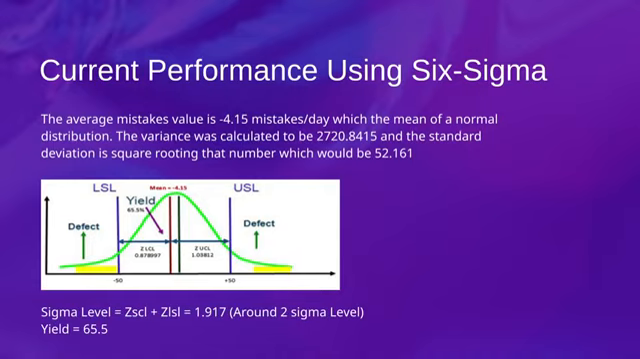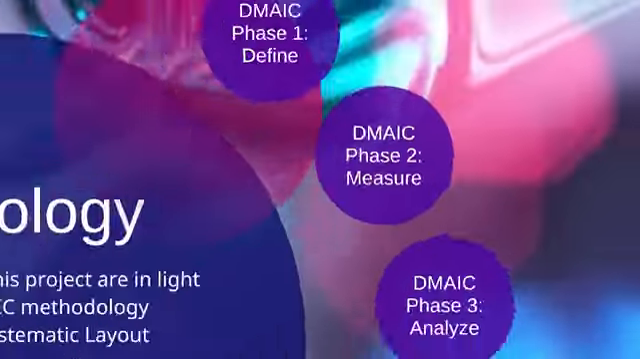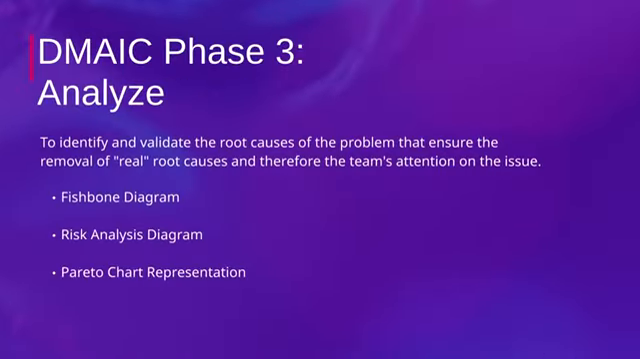And by calculating the z-score of the lower specification limit and the upper specification limit, we can find the sigma level to be around 2 sigma level, 1.917, which yields 65.5. So 65.5% of the data lies in the acceptable range, and the rest, sadly, is outside the range, which is the process defects. This is a high number, and we're aiming to improve this process. So moving on to phase 3, which is the analyze phase.